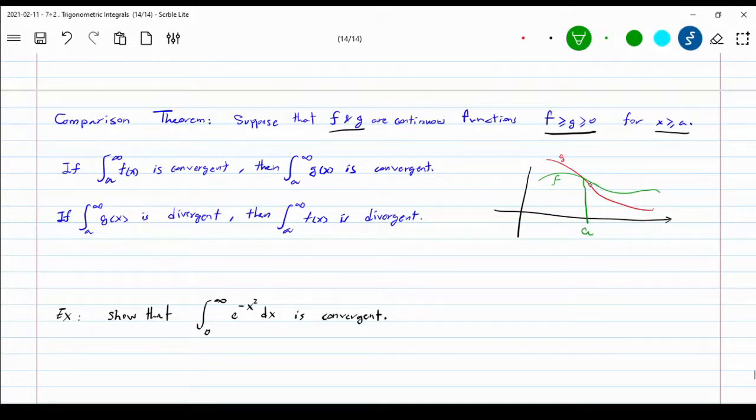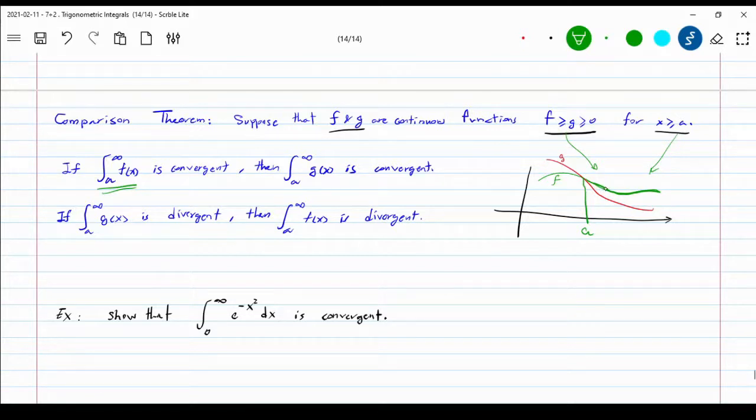That means f is satisfying this condition: f is greater than g in the section from a to positive infinity. For all the x's greater than a, this is true. Then what can you say about the integral from a to infinity of f?